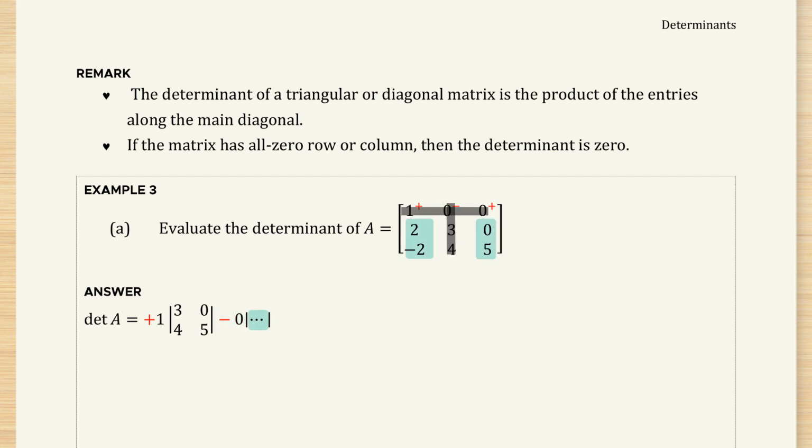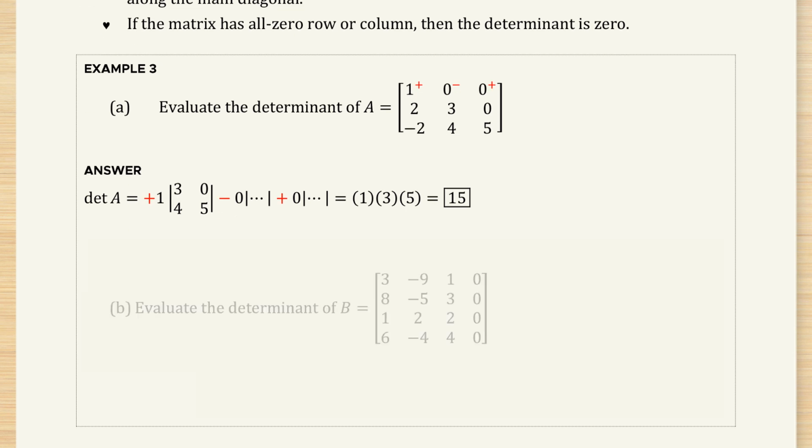Get the determinant of that. That entire term is going to be 0, and then plus a 0 multiplied by the minor, but that's also going to be 0. And then we do AD minus BC on that 2 by 2 minor. 3 times 5 minus 0 times 4. So yes, in fact, we do have 1 times 3 times 5, 15 as the determinant. In part B of this example, matrix B has a column of zeros. The determinant of B is 0.